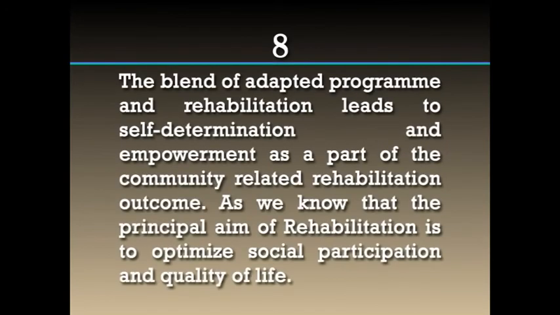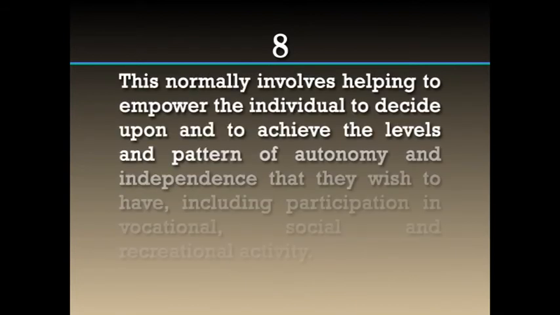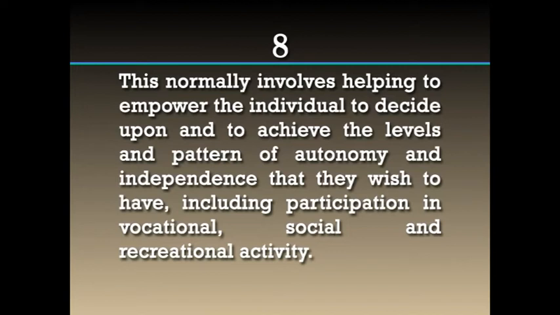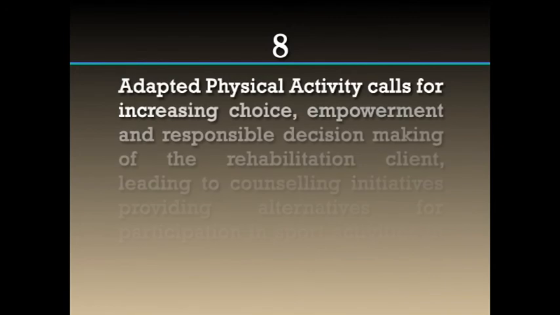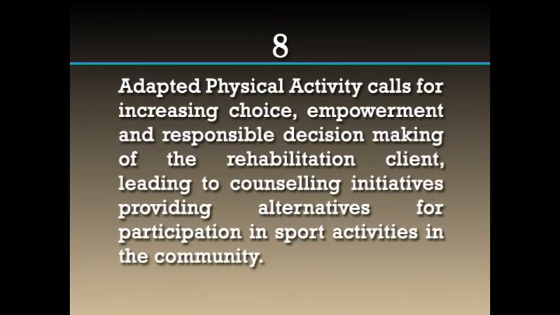The blend of the adapted program and rehabilitation leads to self-determination and empowerment as a part of the community-related rehabilitation outcome. As we know, the principal aim of rehabilitation is to optimize social participation and quality of life. This normally involves helping to empower the individual to decide upon and to achieve the levels and pattern of autonomy and independence that they wish to have, including participation in vocational, social, and recreational activity. Adapted physical activity calls for increasing choice, empowerment, and responsible decision-making of the rehabilitation client, leading to counseling initiatives providing alternatives for participation in sports activities in the community.